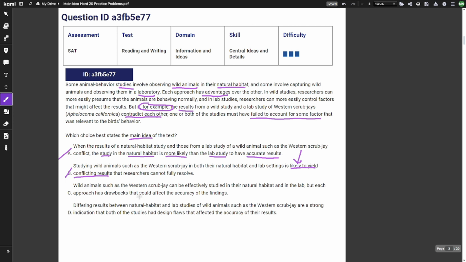It says that it can be studied in the natural habitat and lab, and then it says that each has drawbacks that could affect the findings. And that's right. The text talks about how it has advantages and disadvantages. So C could potentially be our answer. And then D. It says that it's an indication that the studies had design flaws that affected the accuracy. That's not what the text says. The text says that it could be that they failed to account for some factor, not that the studies have design flaws. So D is not going to be our answer either, and our best answer will be C.